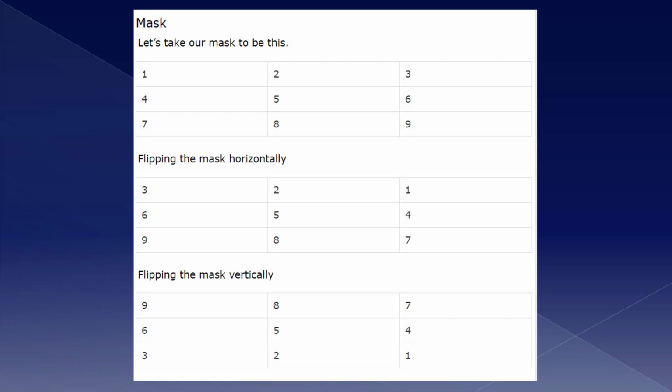Here is a diagrammatical representation of this. We have our mask, and you can see at the top the numbers 1 through 9. If you flip the mask horizontally, you get the arrangement that you see in the middle, and then flipping the mask vertically, you get the arrangement that you see at the bottom. I encourage you to pause here and look at this slide and think about the process of flipping horizontally and flipping vertically.